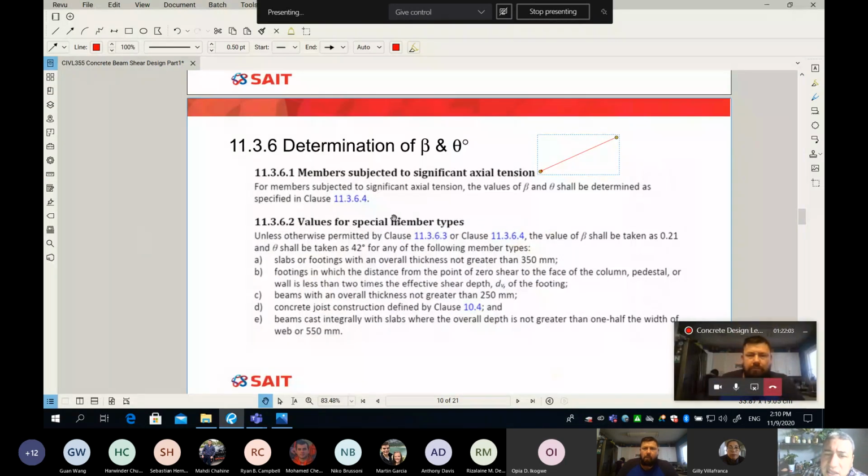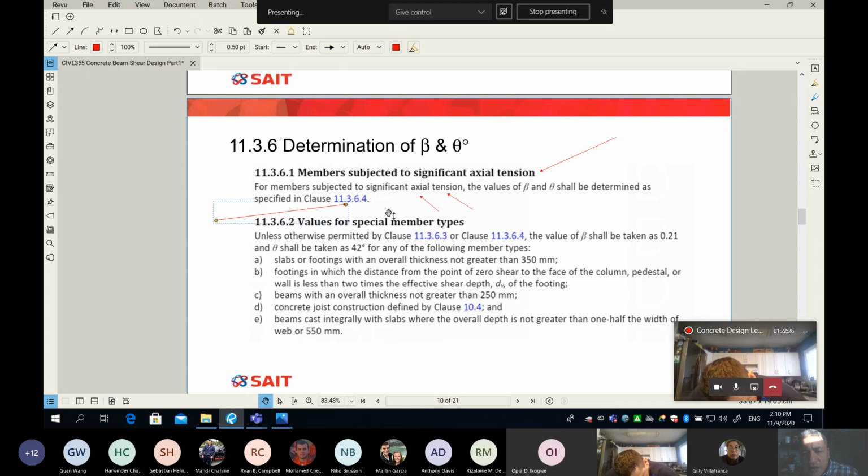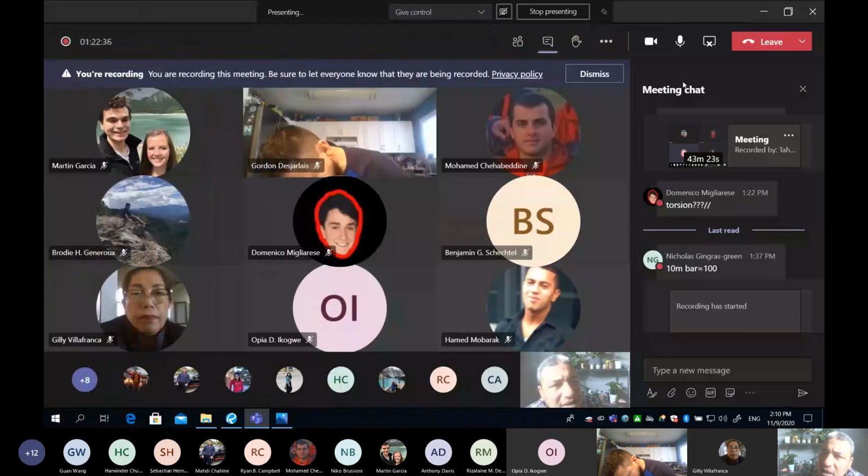So the code is saying that if you are designing a member subjected to significant axial tension, and axial can be tension or compression but here we are specific, it is tension, then for the value of theta and beta you have to read another clause. Now, let me ask you: so far we learned how to design slabs and beams. Does a slab or beam have axial tension force?